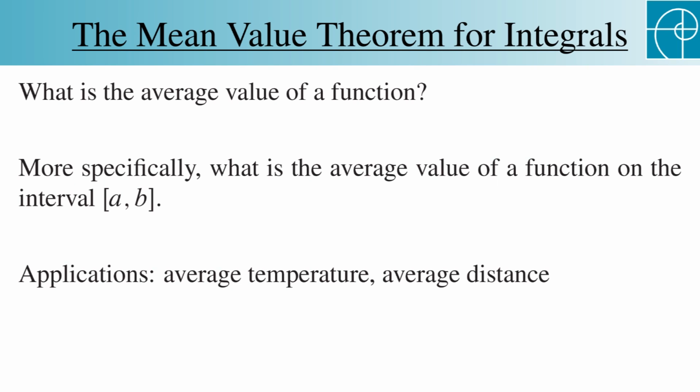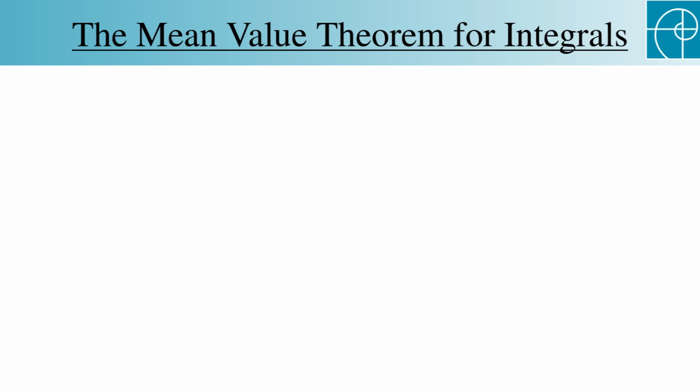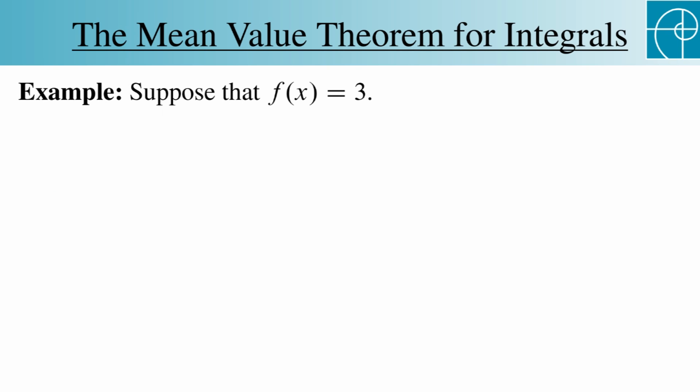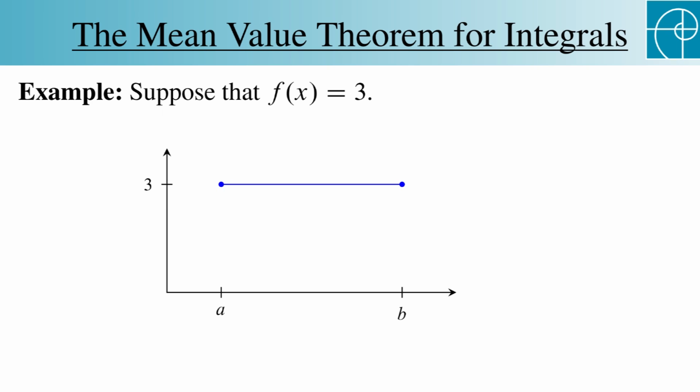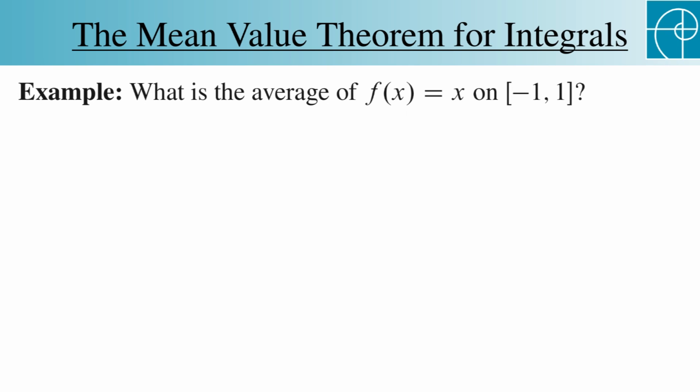Let's look first at the simplest type of function, a constant, say 3. Here there's only one candidate for the average, namely 3. What about the line y equals x on the interval from -1 to 1? Since there are symmetric parts above and below the x-axis, the average value should be 0.